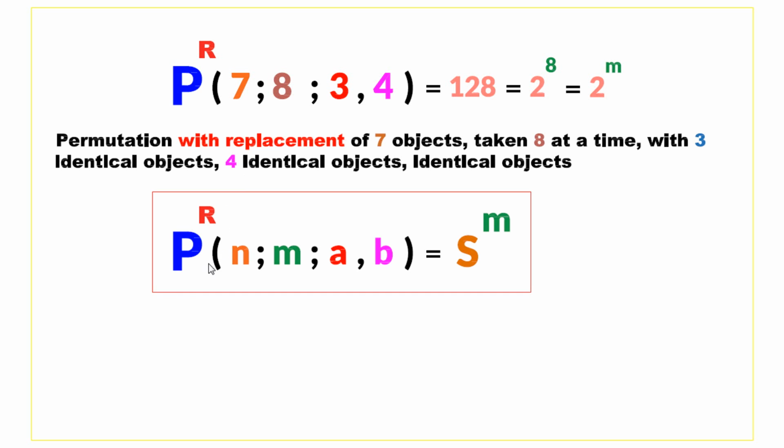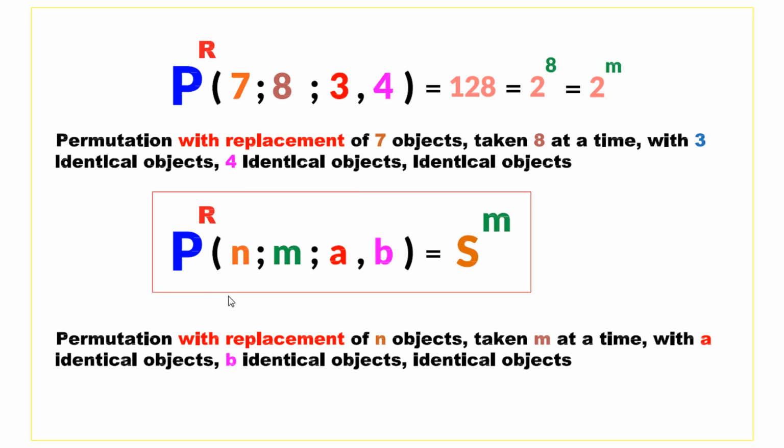So we can write that as follows, and we can say permutation with replacement of n objects taken m at a time with identical objects a and b is equal to s to the power of m. And what is s here? It is the total number of distinct objects. So if we have a and b distinct objects, then s is going to be equal to 2. And if we have a, b, c and d distinct objects, then s will be 4, and so on.